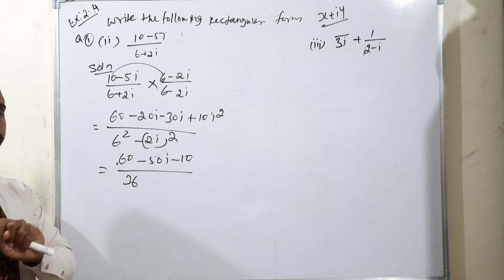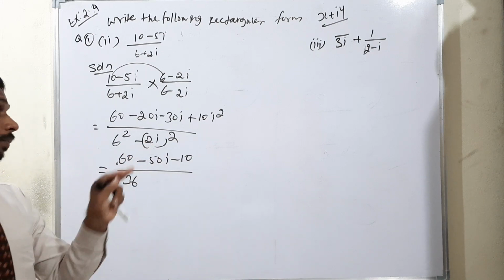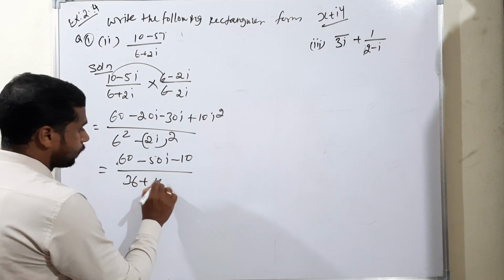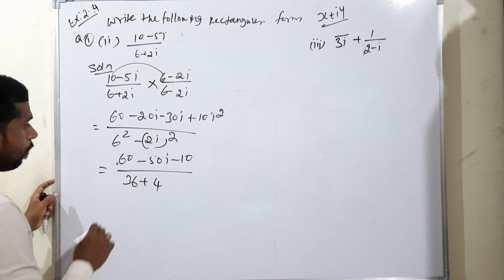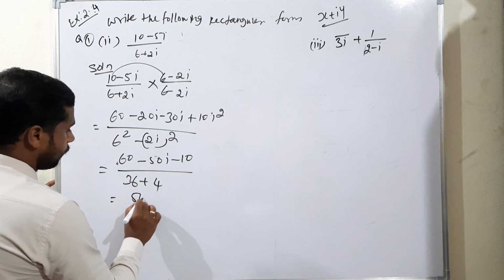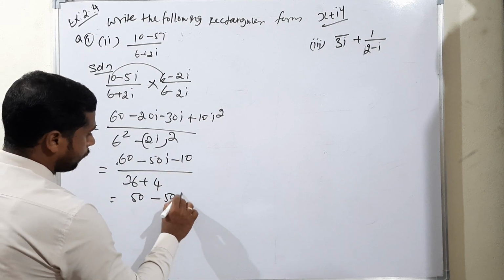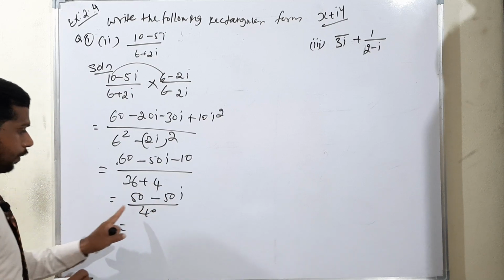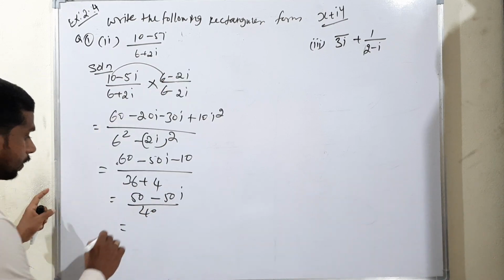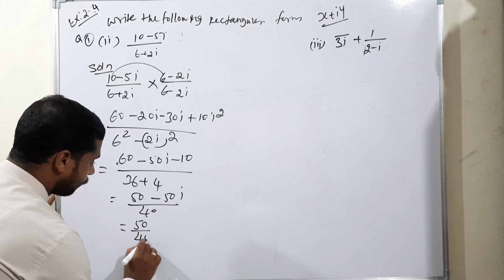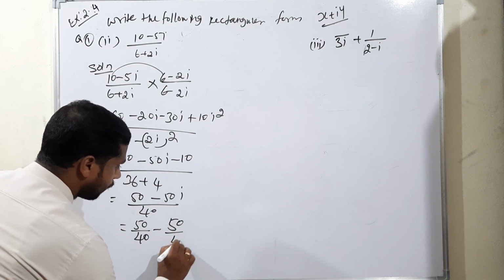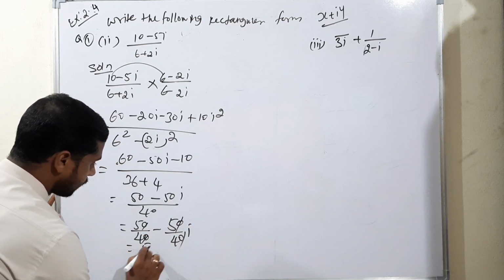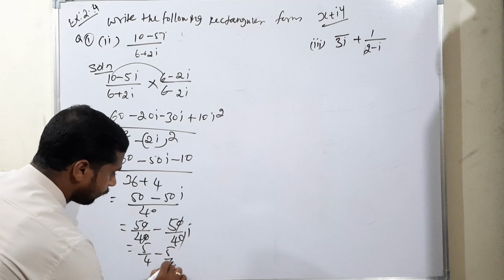If you remove the bracket, 2 square means 4, and i square is minus 1. Already we have a common minus, therefore minus into minus is plus, so plus 4, isn't it? Now 60 minus 10 is 50, so minus 50i divided by 36 plus 4, which is 40. Then in x plus iy form, first 50 divided by 40, minus again 50 divided by 40i. Zero, zero cancel, here also zero, zero cancel. Therefore, the answer will be 5 by 4 minus 5 by 4i.